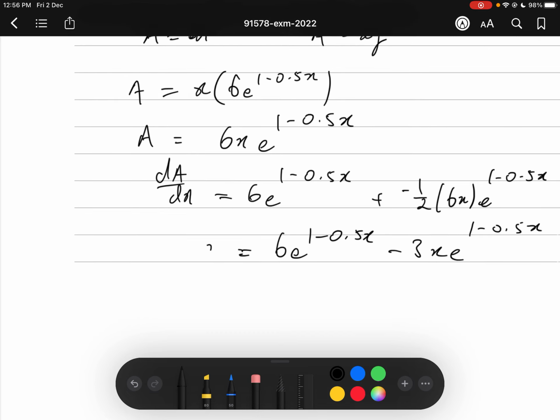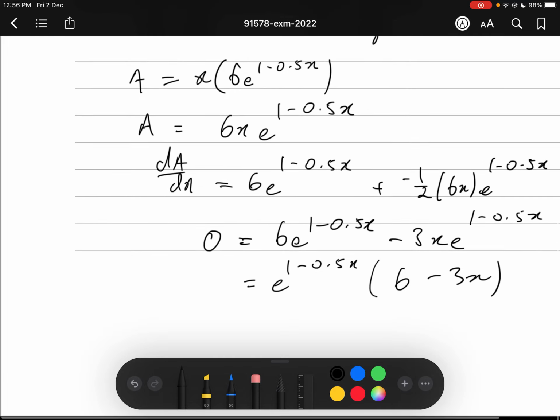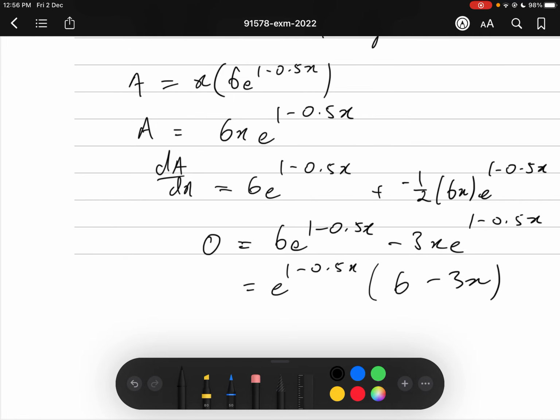And let's set this equal to 0. So let's solve for dA on dx equals 0. So let's factor out e to the power of 1 minus 0.5x. So we're left with 6 minus 3x. Like before with question 1e, we know that e to the power of 1 minus 0.5x is greater than 0, so not equal to 0. So we're going to solve 6 minus 3x equals 0, and therefore 6 equals 3x, so x equals 2.